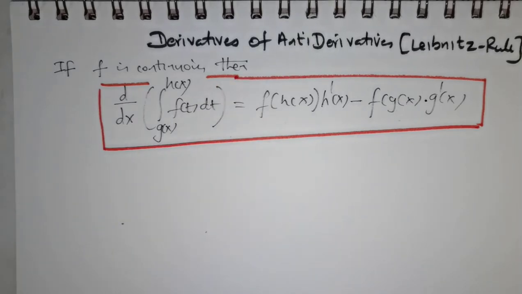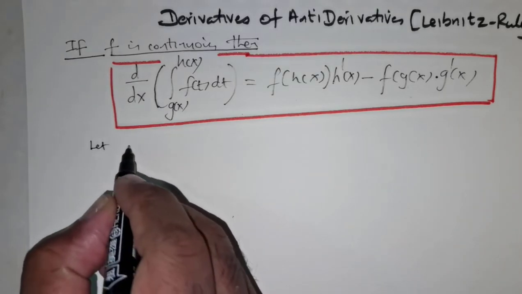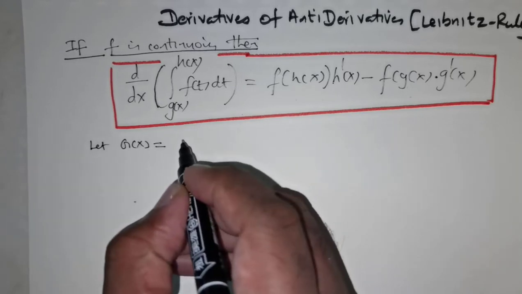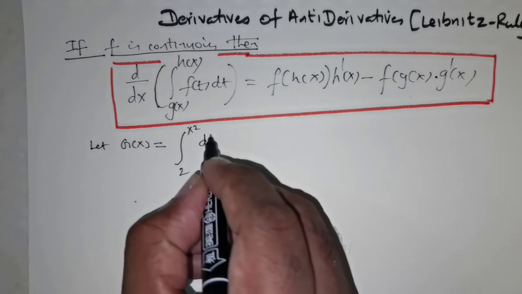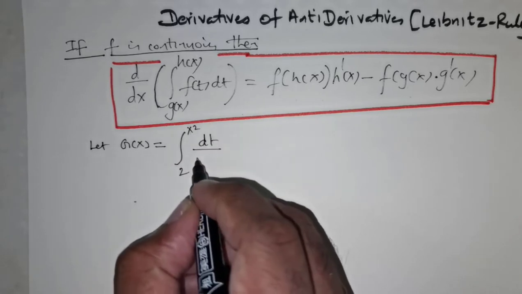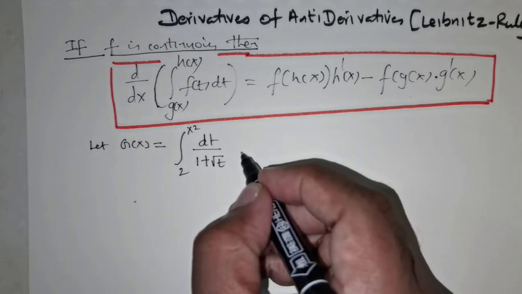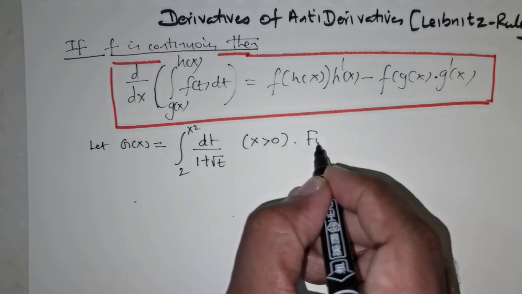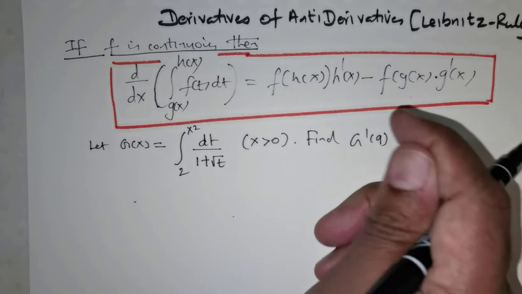So now what we will do is we will do questions related to this particular topic. Students, let's do this question. We've been given that g of x is equal to integral 2 to x squared dt over 1 plus root of t, with x being greater than 0. We are expected to find g dash of 9.